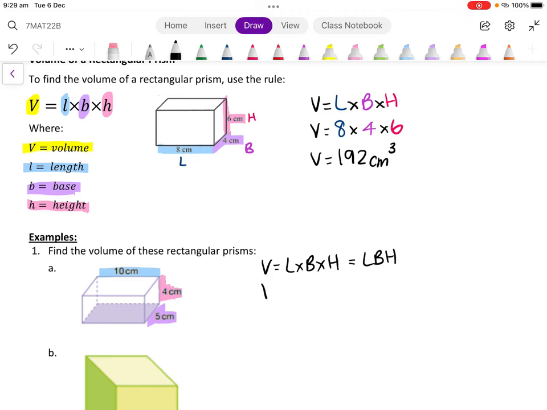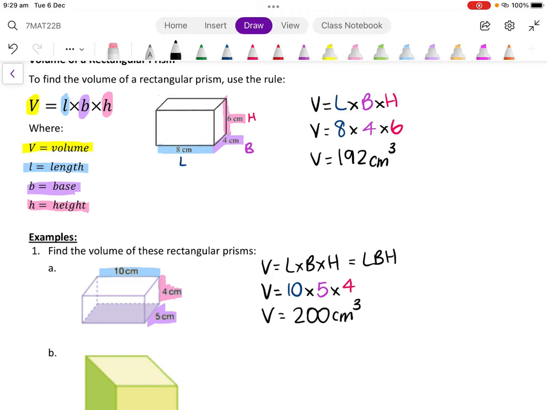And then we get V equals our length, which is our 10, times our base, which is our 5, times our height, which is our 4. So we have 10 times 5 times 4 on our calculator, which gives us our volume to equal 200 centimetres cubed.